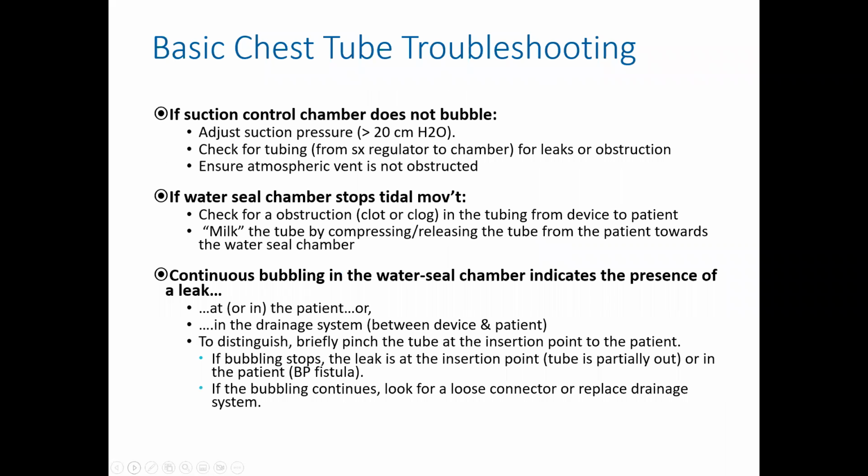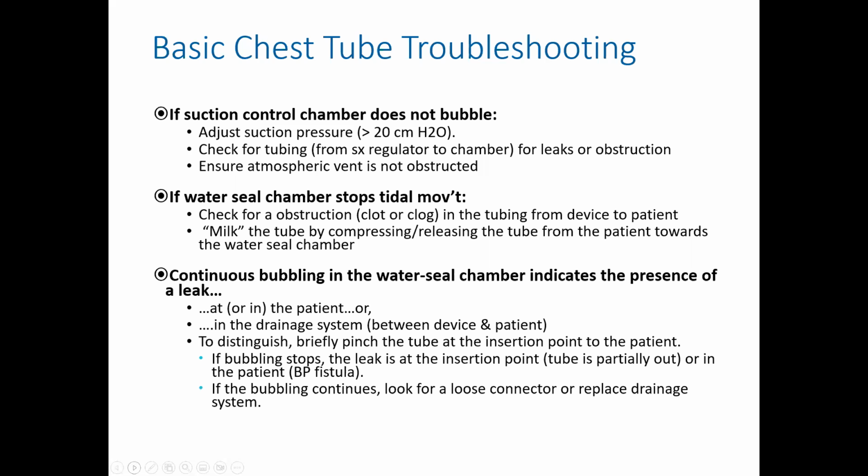Basic troubleshooting. I'm going to spend a little bit of time on this one slide, as I've gone through certain slides quicker, certain slides slower. This warrants some attention. Basic chest tube troubleshooting: if the suction control chamber does not bubble, adjust the suction pressure to be greater than 20 at the wall. Check the tubing from the suction regulator to the chamber for leaks or an obstruction. A kinking can be the cause. Ensure the atmospheric vent is not obstructed. Those would be the three main ways of troubleshooting that.